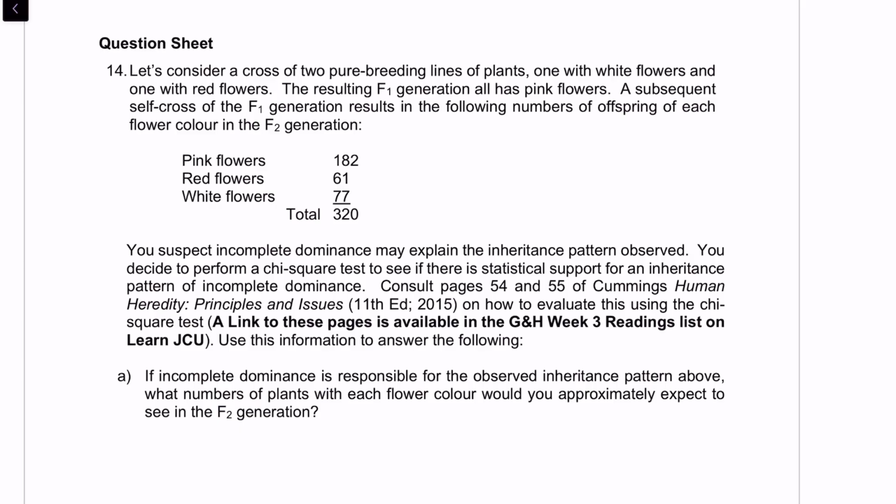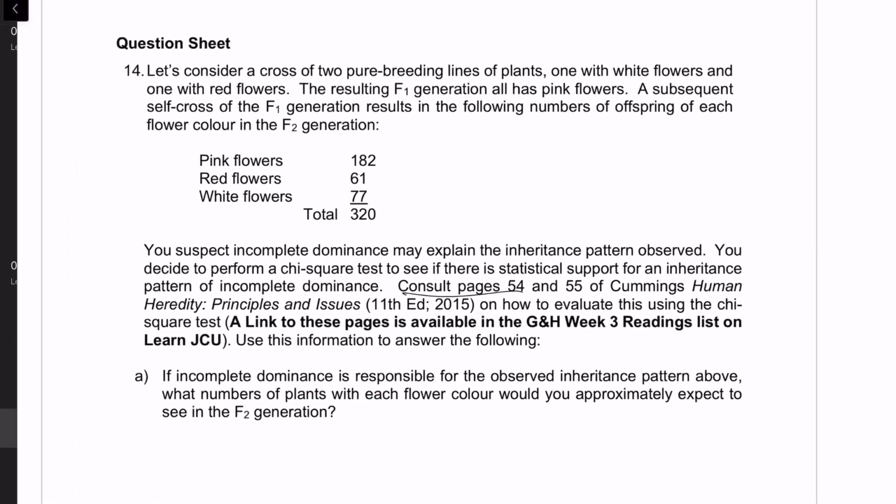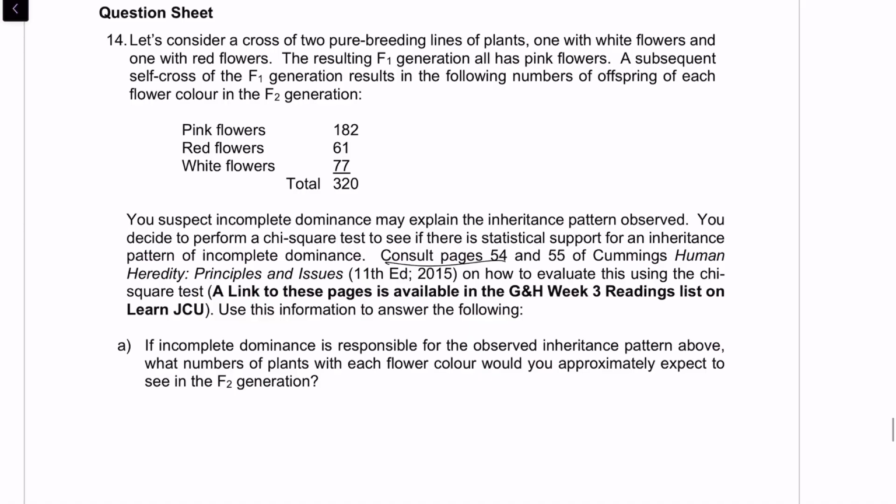And then here we're trying to ask if incomplete dominance may explain the inheritance pattern observed. Okay. And you decided to perform a chi-square test to see if there is statistical support for an inheritance pattern of incomplete dominance. Okay, and I have the pages for these notes in my OneNote just over here, so I'll be referring back to those later on.